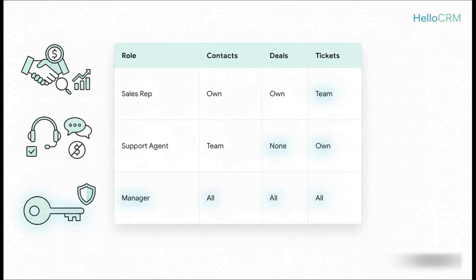And this table just perfectly illustrates the power of what's called role-based access control, or RBAC. Just look at this. A sales rep can only see and edit the contacts and deals they personally own. A support agent can't see deals at all, but they can work on their own tickets. And of course, a manager has full access to everything. This lets you roll out HelloCRM across sales, support, and marketing without just handing over the keys to the entire kingdom to everyone. It's so important.